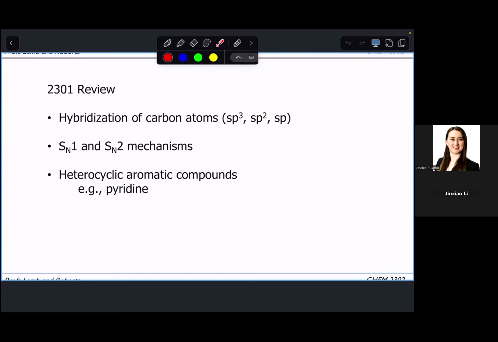Some things about SN1 and SN2 mechanisms are going to come back. They will continue to come back throughout the semester, so if you have not reviewed those, I think that's a really good one to review. And then also heterocyclic aromatic compounds. Not all aromatic compounds are benzene. Pyridine, for example, is this guy. That's going to come back in this lecture as well.